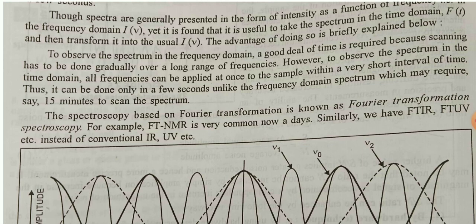The spectroscopy based on Fourier transformation is known as Fourier transformation spectroscopy. For example, FT-NMR is very common nowadays. Similarly, we have FT-IR, FT-UV, etc., instead of conventional IR, UV, etc.